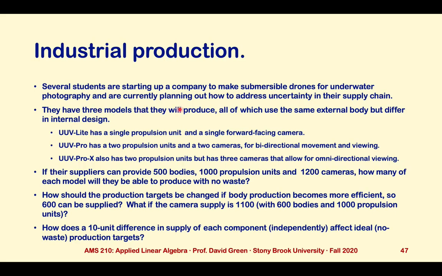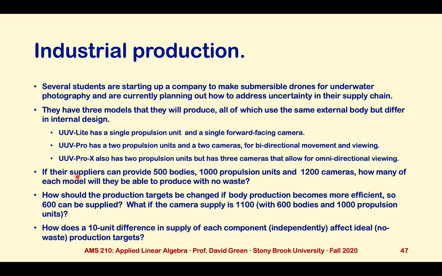They have 3 models that they're planning on producing. All of these are going to use exactly the same external body, but will differ in internal design. They'll have a light version with a single propulsion unit and a single camera, a pro version with 2 propulsion units and 2 cameras, allowing it to move forward and backwards and to view forwards and backwards, and a higher end version that also has 2 propulsion units but has a 3rd camera added in such a way that almost omnidirectional viewing is possible, viewing in all directions.